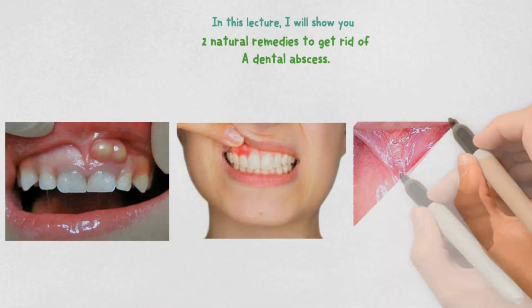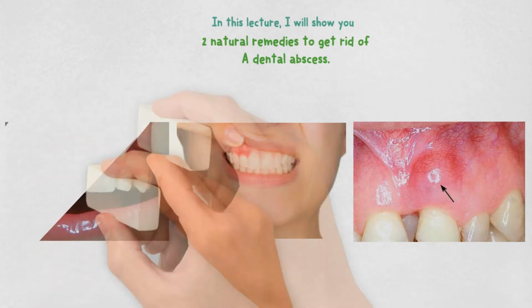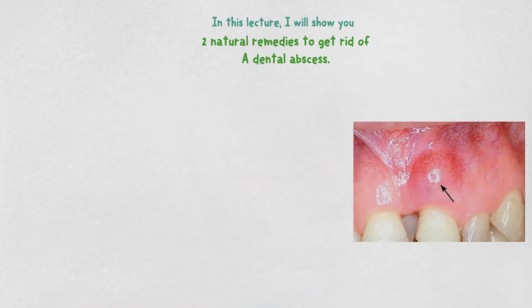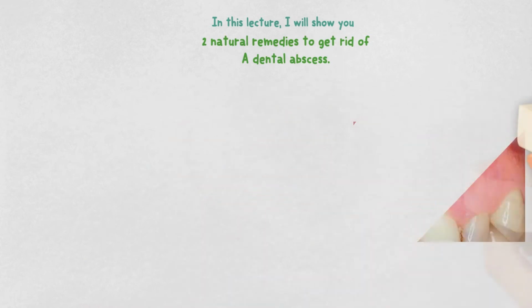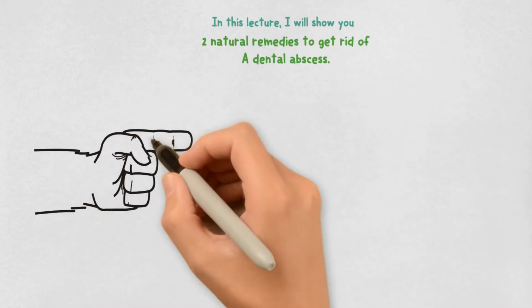and it doesn't improve. Pain relief occurs when the jaw starts to dissolve and the nerve starts to wither, causing its death. The gradual destruction of the jaw prevents the tooth from sticking to the dental alveolus, causing it to fall out. In this lecture, I will show you 2 natural remedies to get rid of a dental abscess.